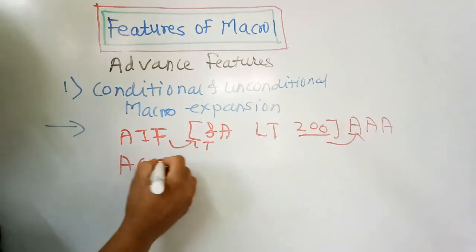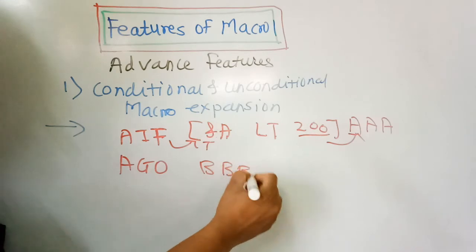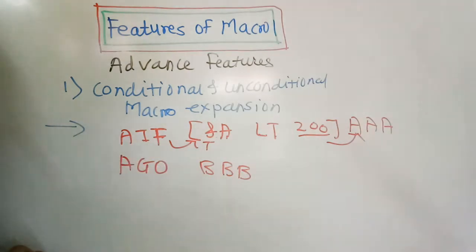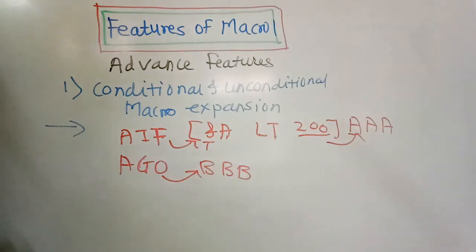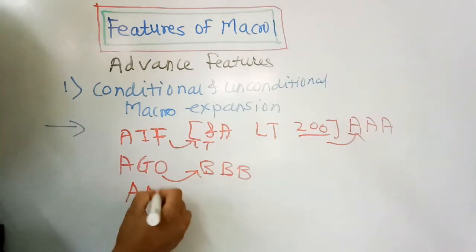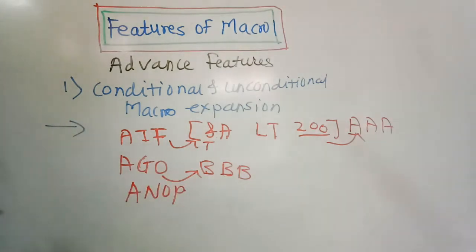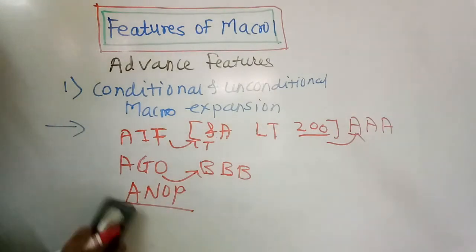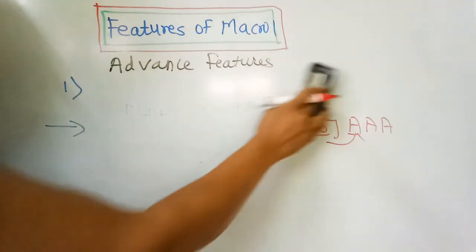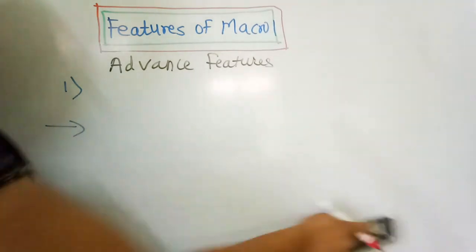For example, AGO BBB. We know that it is an unconditional expansion, means without checking any condition, it will transfer control to the statement associated in front of it. So it is BBB and all. And ANOP is where there is no expression or operation available. So this is all about conditional and unconditional macro expansions.